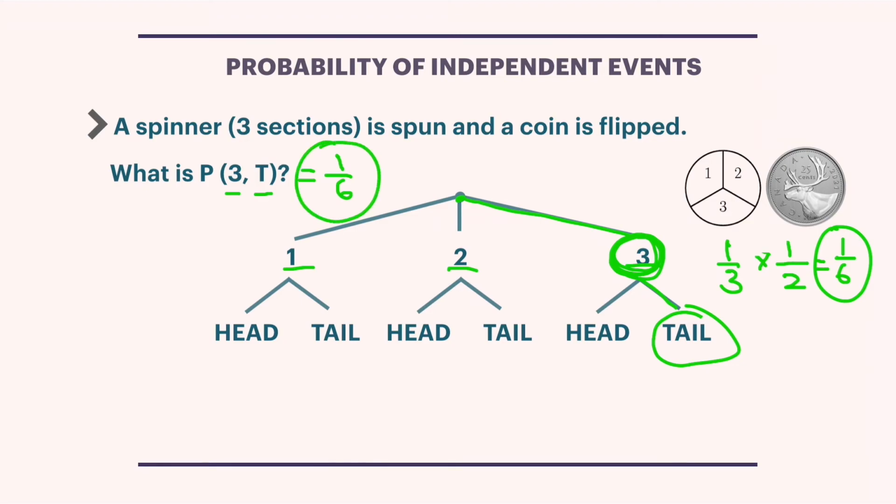When events are independent, we can calculate the probability of an event happening by multiplying the probability of the first outcome that we want by the probability of the outcome that we want from the second event. And if you multiply them, we get the probability of what we want. This will make more sense as we solve the last question.